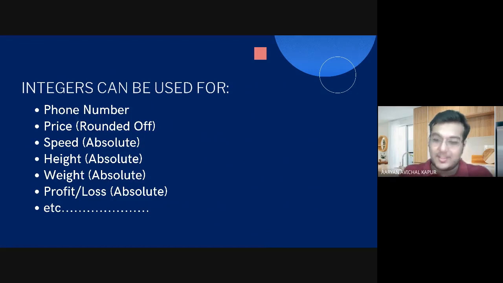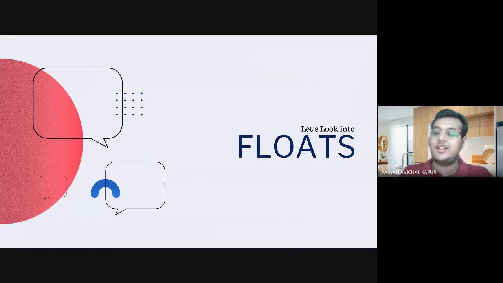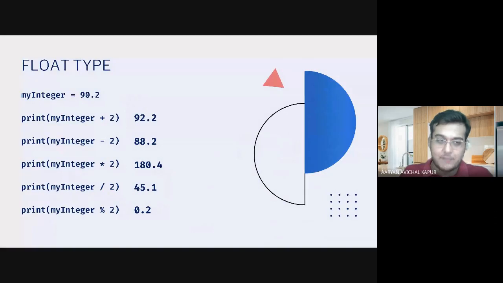Now to solve these, we look at float. So float is nothing but your decimal number. Here you can see I've named the variable my integer, but it is a float, right?